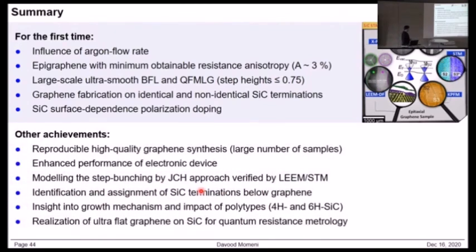The processes are very reproducible. We had a numerous number of samples, and we got very good quality samples. And I showed you that using this JCH model, or joint cubic hexagonal model, we can model and identify the steps and terraces, which was verified using different characterization techniques. This gives us insight into our complex material system, the difference of the polytypes, and also helps us a lot in the realization of flat graphene for quantum resistance metrology.